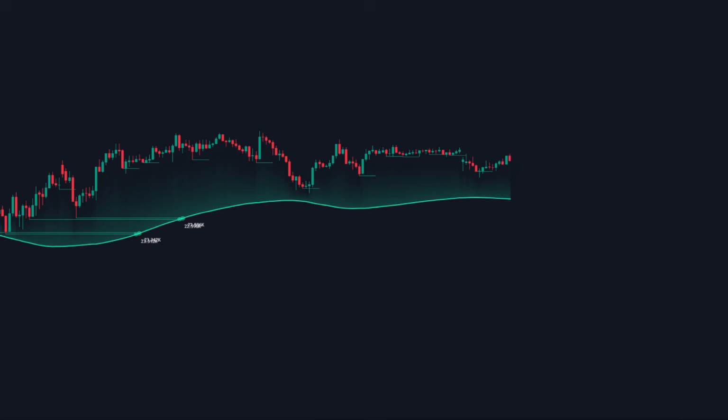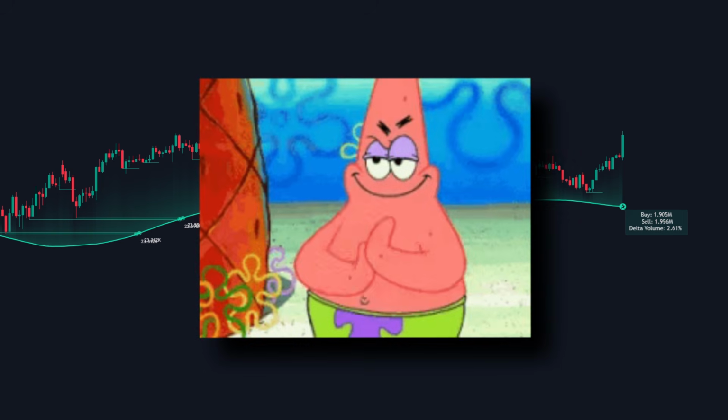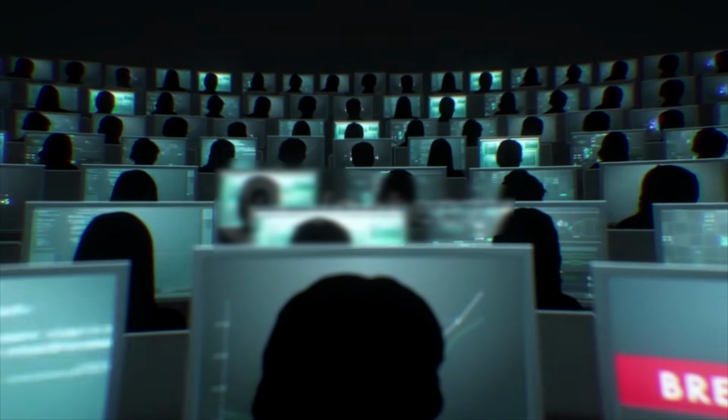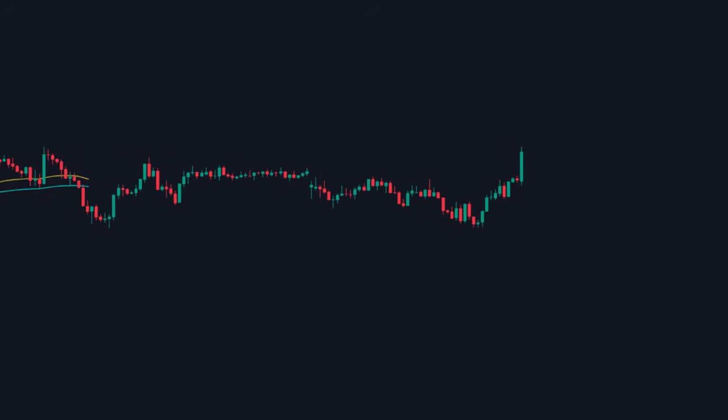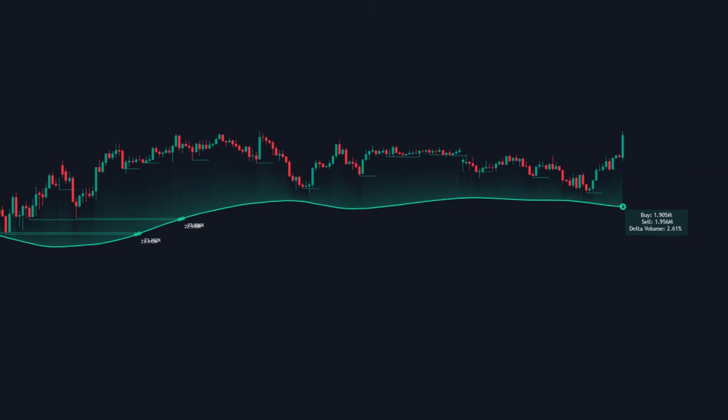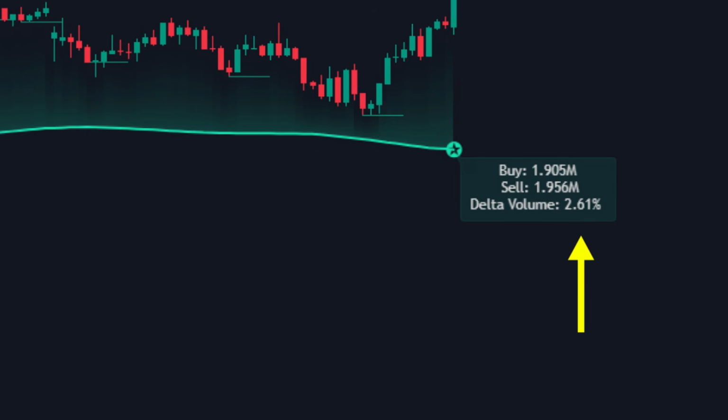Look at this perfect example right here on my chart. The trend cloud is showing green, which would normally have you thinking, bullish trend, time to buy. And that's exactly what thousands of traders would do, especially if they're using basic moving averages. But that's a deadly mistake. Instead, check out the delta volume reading. It's sitting at just this value. That's way below our 10% threshold and practically kissing zero.